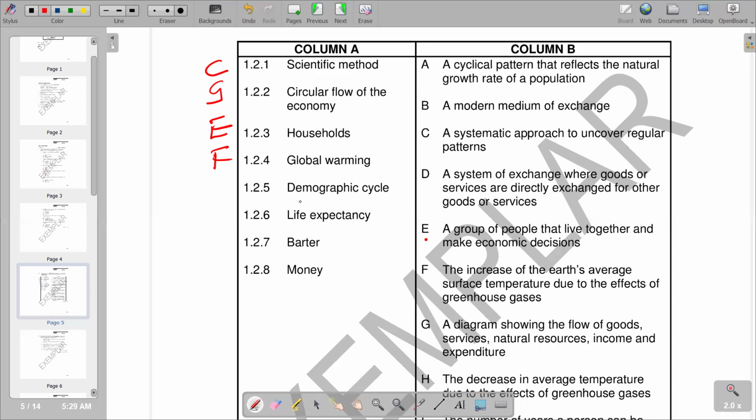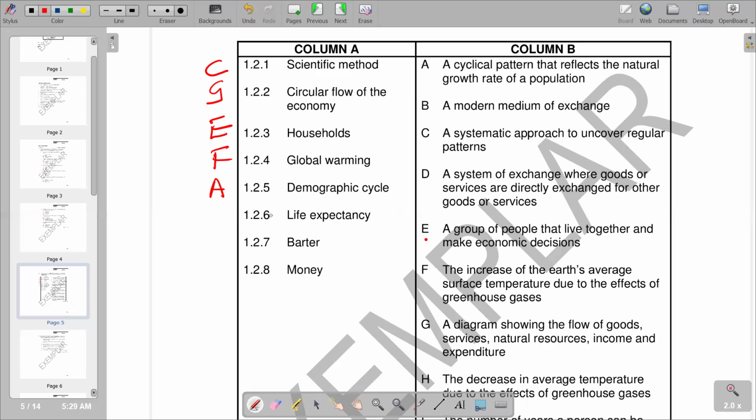Then you've got demographic cycle. The next one is demographic cycle, but we know that demographic cycle briefly we can describe it as the evolution over time of the population profile of a country. So where there's evolution of the population profile, usually over time, we are saying it's the demographic cycle. So if you go to the explanations that we have there, you'll see that the correct answer, we can go to A, the cyclical pattern that reflects the natural growth rate of a population. So you've got A being the correct match.